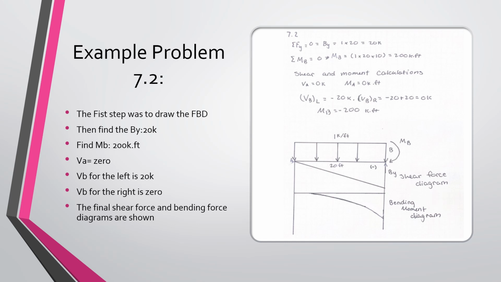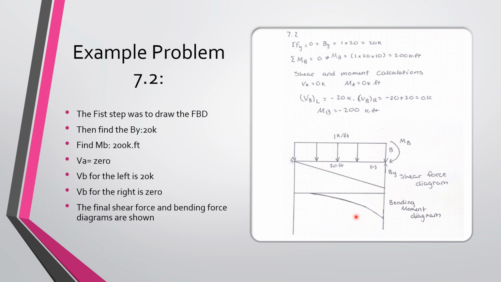This is example problem 7.2 from the textbook. You can see right here that the first step I had to do was to find the summation of forces in y, which would be By, which ends up being 20K. I then had to find Mb, which ended up being 200K times feet. And for the shear and moment calculations, they're right here. VA is 0K, MA is 0K feet, and then the VB for the left part of the beam is 20K, and the VB for the right part of the beam is 0. And then the MB is 200 again.